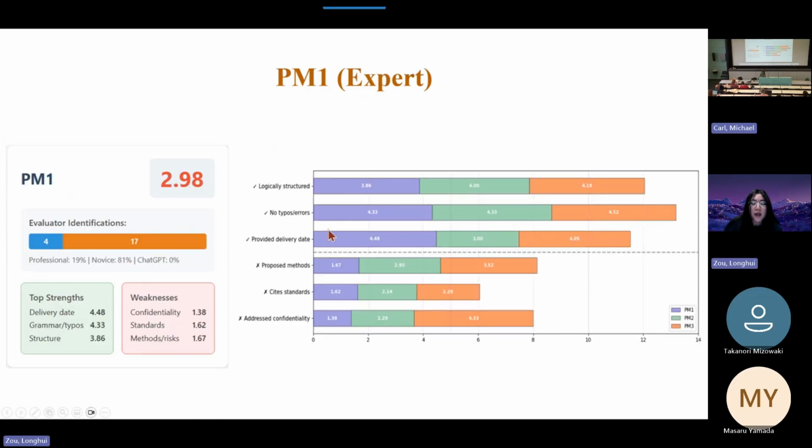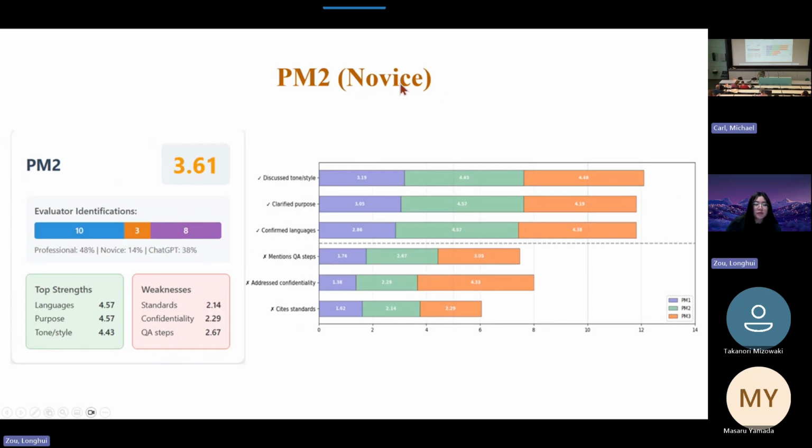And let's go into details about what their strengths and weaknesses are for each PM. So for PM1, which is the expert, the top 3 strengths are providing delivery dates, no typos, and a logically structured message. But PM1, the expert, is bad at addressing the confidentiality, citing the translation standards, and proposing the translation methods. And our novice project manager is good at confirming the source text and target text languages, clarifying the project's purpose, and discussing the required tone or style.